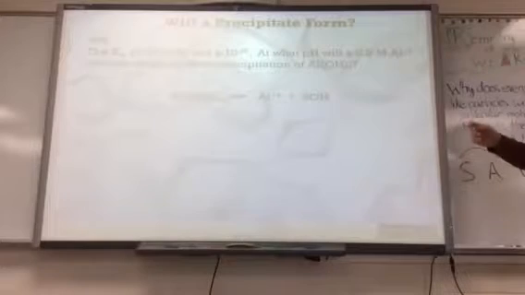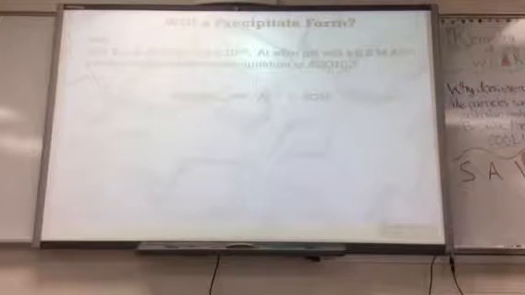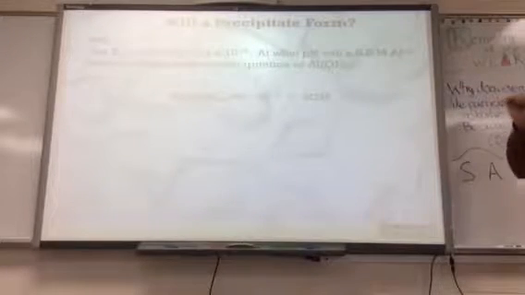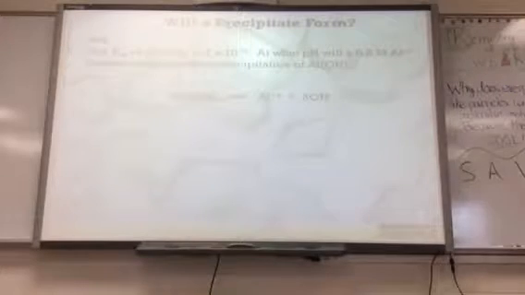Okay, so here's number 56 in the book. It's not exactly what we're doing, but you have to use the concept. You're given the Ksp of aluminum hydroxide. At what pH will a 0.2 molar aluminum solution begin to show precipitation?